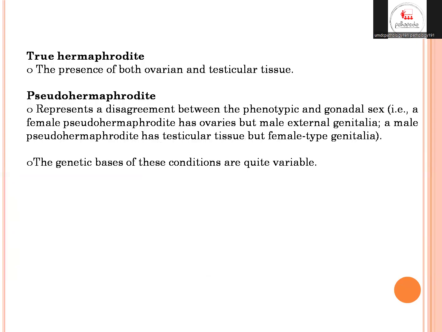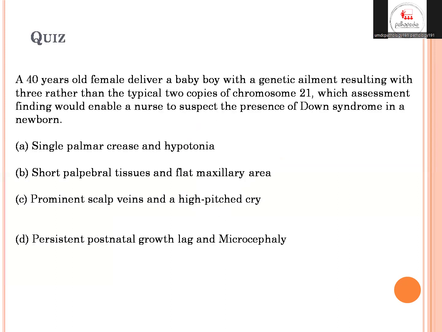What is a true hermaphrodite? The presence of both ovarian and testicular tissue. What is a pseudohermaphrodite? It is a disagreement between the phenotypic and gonadal sex. A female pseudohermaphrodite has ovaries but male external genitalia. A male pseudohermaphrodite has testicular tissue but female-type genitalia. The genetic basis of these two conditions is quite complex and variable.